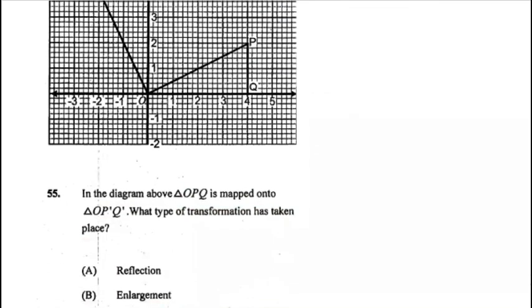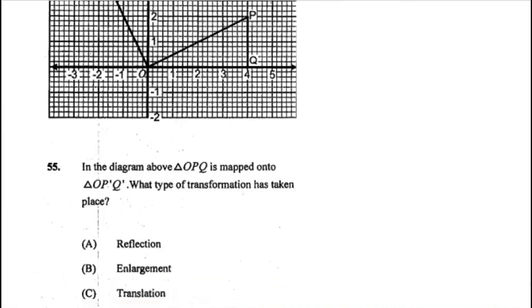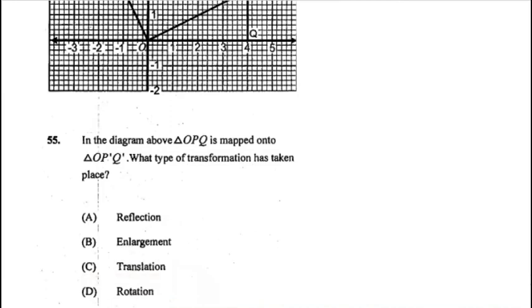55. In the diagram, triangle OPQ is mapped onto OPQ. What type of transformation has taken place? So if you realize that at the point O it remains stationary, so we are rotating about the point O, and this has rotated in anti-clockwise 90 degrees. Oh, and I said the answer, it was rotated. So therefore, our answer 55 is D.